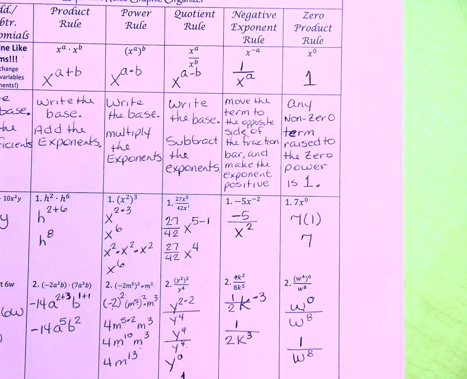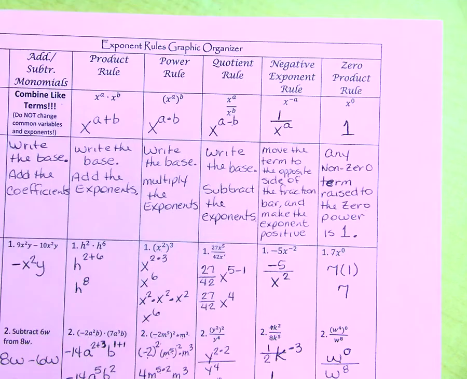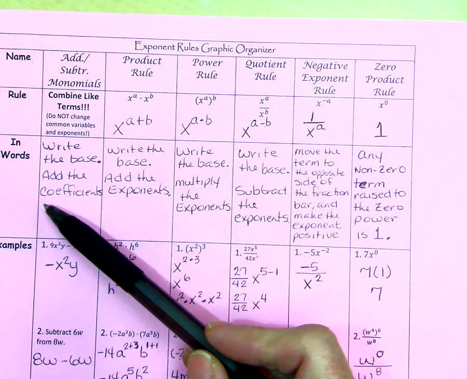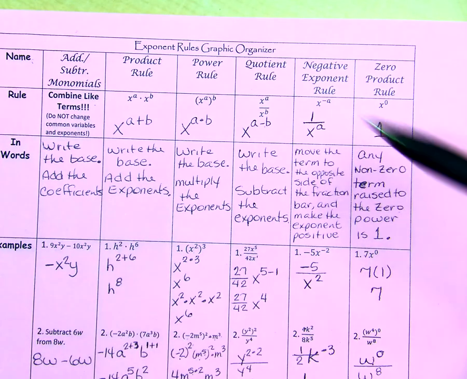So these are our exponent rules. We have several of them. We have our combining like terms, or just adding and subtracting monomials, where we're just dealing with the coefficients. All the others are dealing with the exponents.